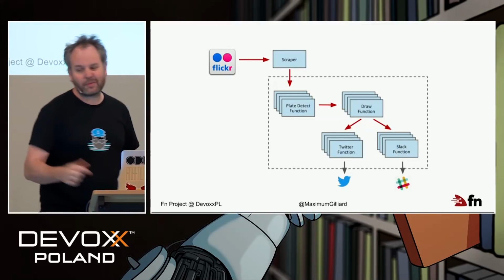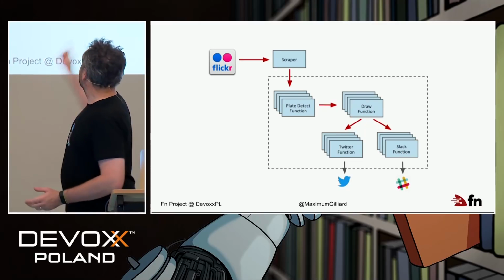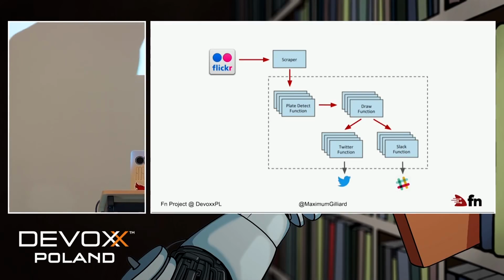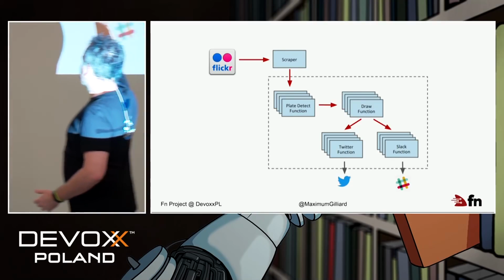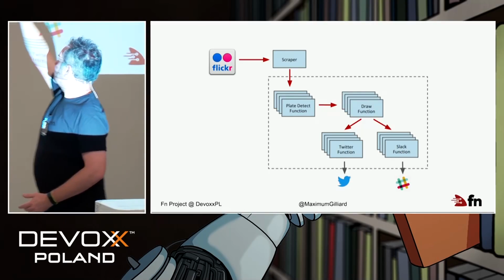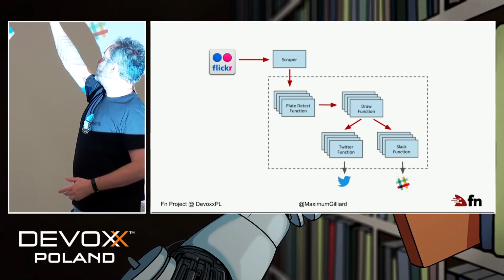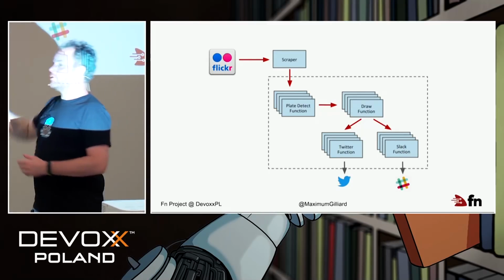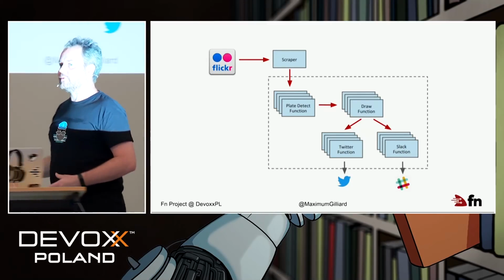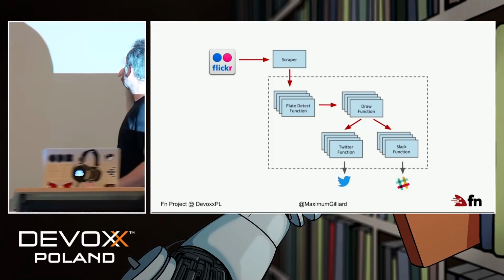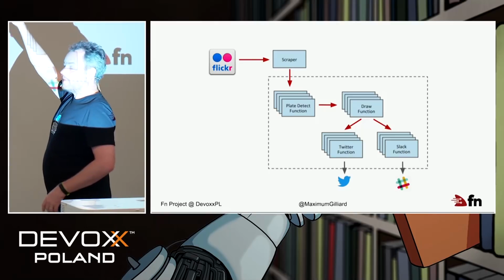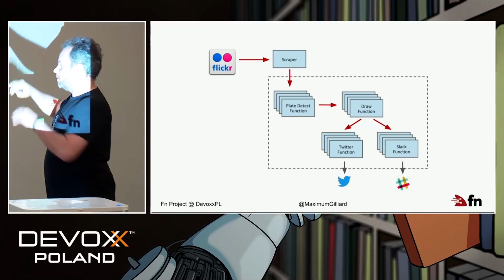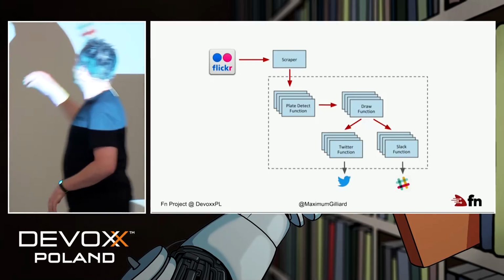And what we'd like to do is something like this. So we want to get some data from Flickr using the scraper function, and then for all the things in that response, there's going to be lots of images in the response, call the plate detection function, and those can all happen in parallel. There's no reason for them to be chained up to each other. If the plate detection function succeeds, we'll draw a box around the plate and post the image to these two things, and they can again happen in parallel.